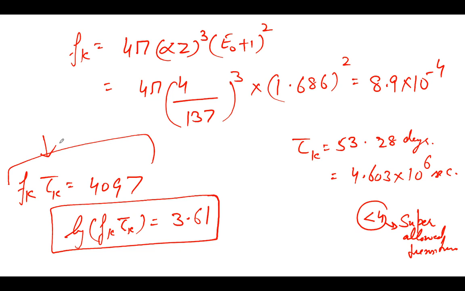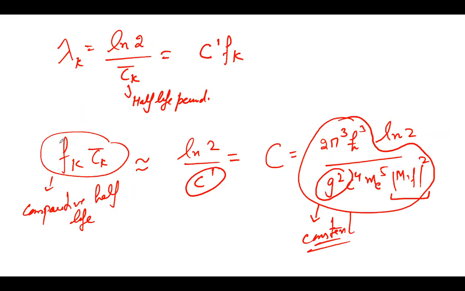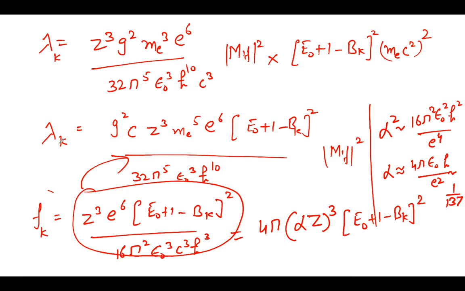Now here in this expression I have used some equations directly. In this equation, I have considered the value of me square, and I have considered a factor of 2 which is present due to the presence of 2 electrons in the K shell. So this is all about the orbital electron capture process.